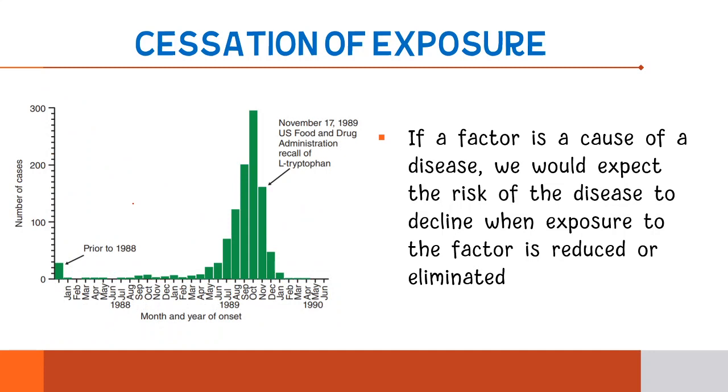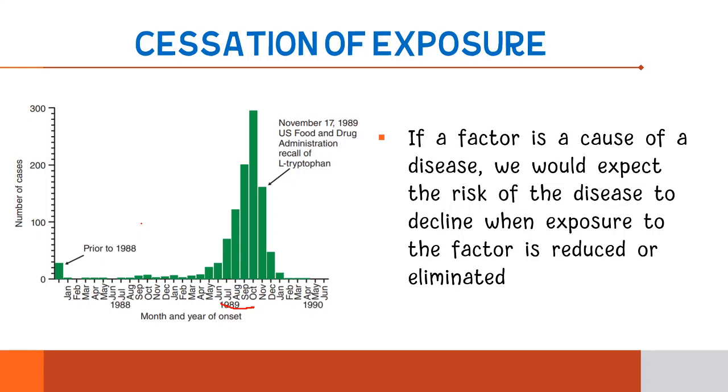Or, let us take another example. This graph represents the epidemic proportion of the disease EMS, or eosinophilia myalgia syndrome. You could also look it up in your reference book, Gordis. Now, with regards to EMS, as you can see here, there was a sudden rise in the number of cases starting from around June to July until October.